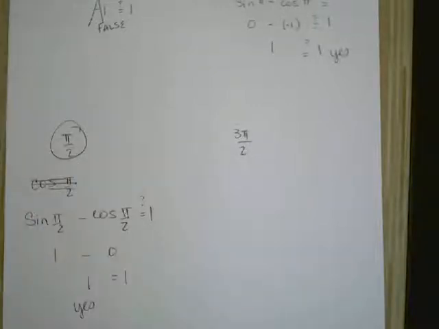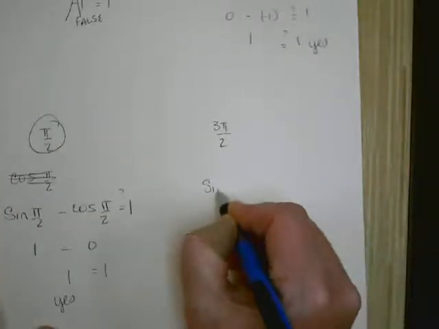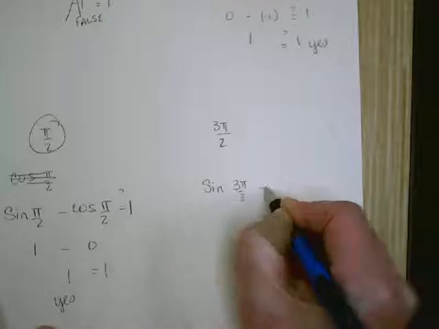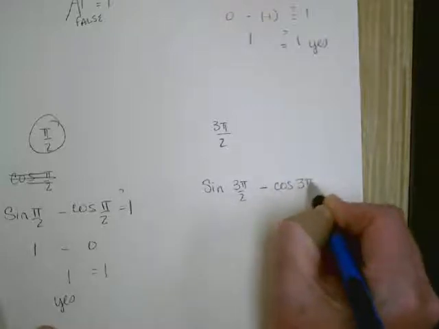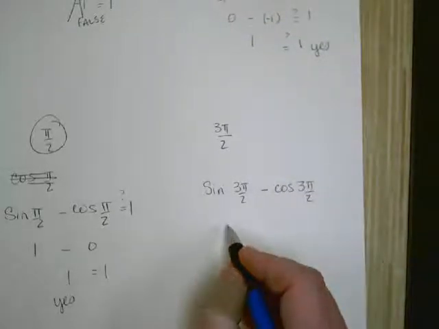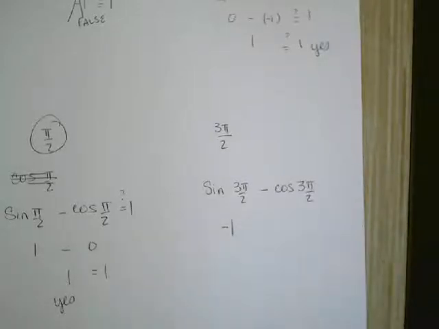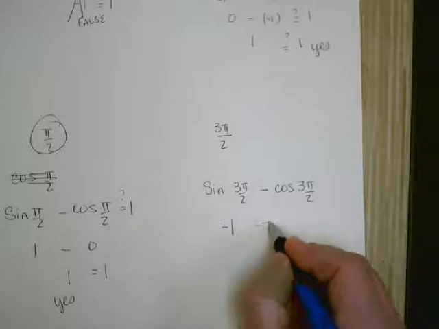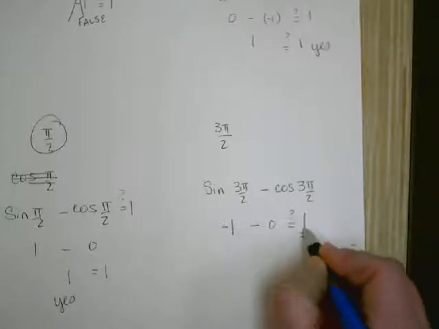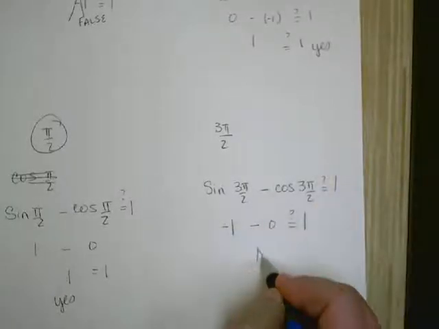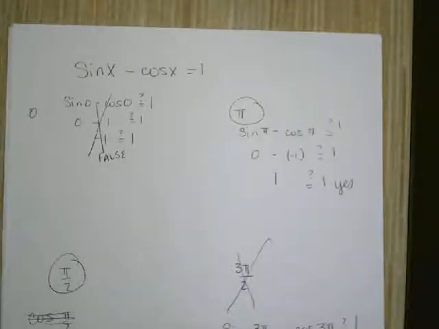Checking the last one. Sine of 3 pi over 2 minus cosine of 3 pi over 2. Sine of 3 pi over 2 is -1. Since y is negative, sine is y over r, so it's going to be -1. Minus 0. Is that equal to 1? No, it's not. So that one doesn't work either. So I only have two answers here, and that is pi and pi over 2.